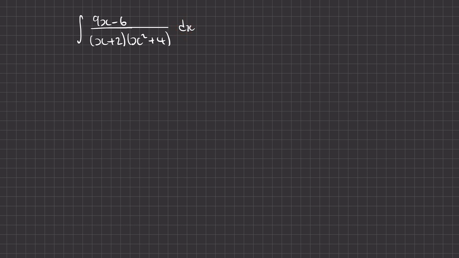So the first thing I'm going to do is break this up using partial fractions. So say this is the integral of a over x plus 2 plus bx plus c over x squared plus 4. If you notice, this quadratic has no factors, so we have to write the numerator as bx plus c. And this is all integrated with respect to x.